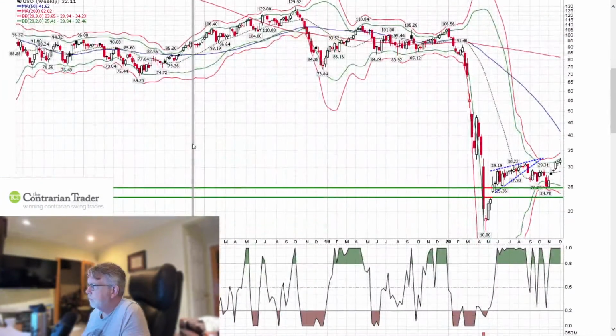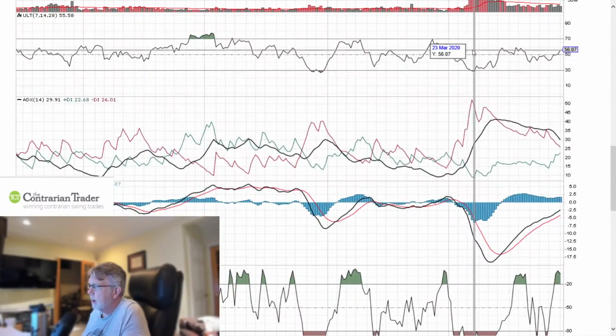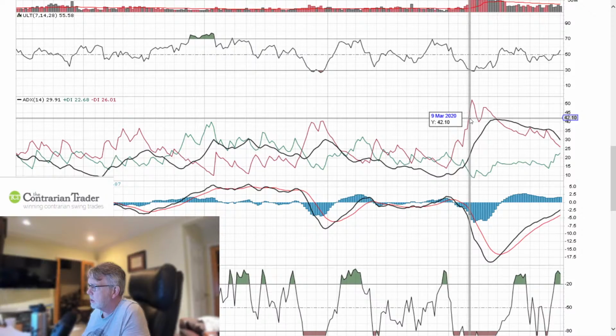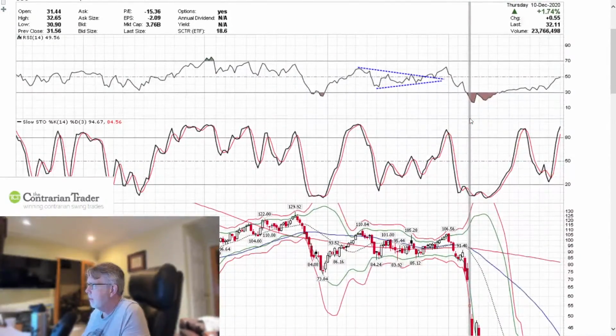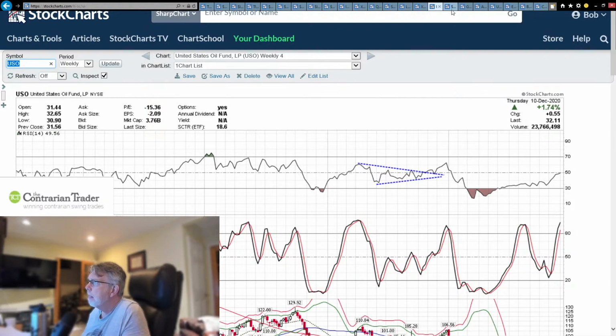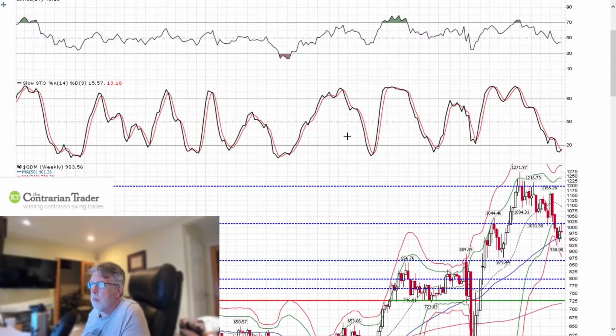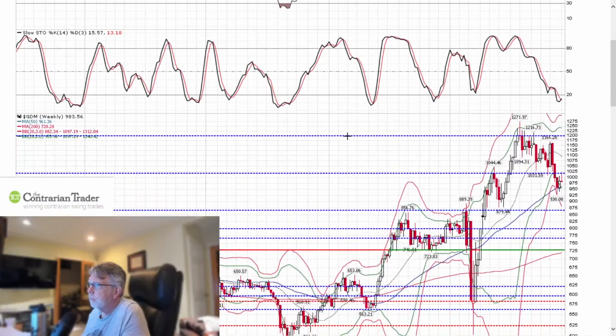Oil. New weekly high. Volume is okay. Really nice ultimate oscillator. Higher lows breaking out. All your indicators look rock solid here. This is the gold mining index. A rough week.